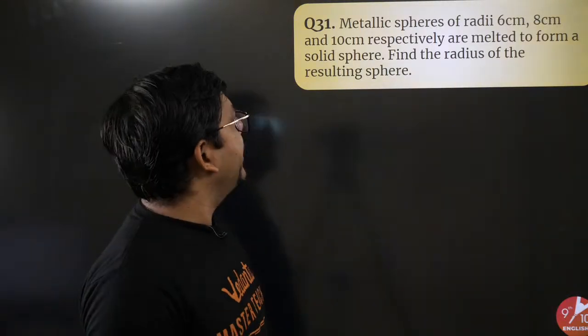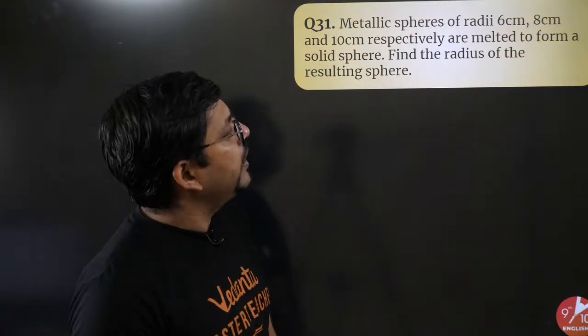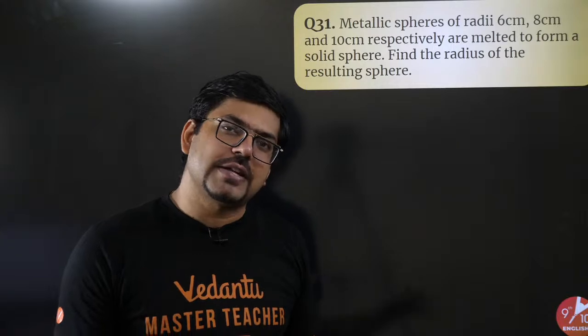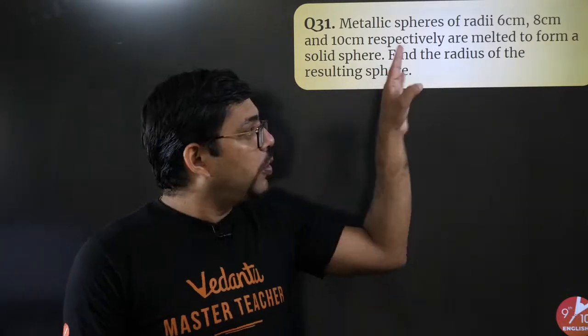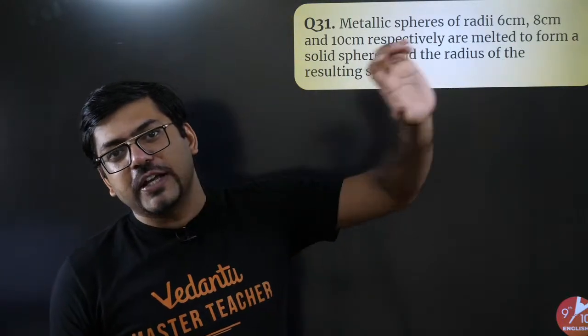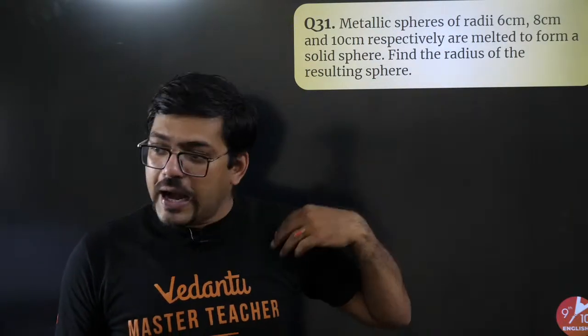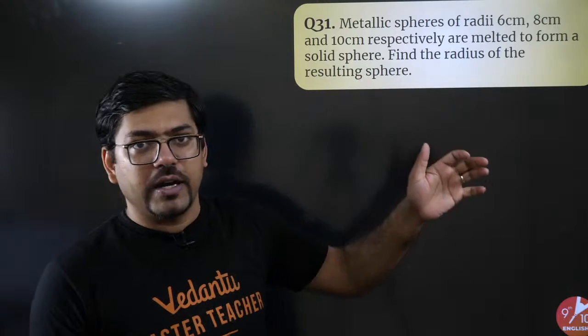Metallic spheres of radius 6 cm, 8 cm and 10 cm respectively are melted to form a solid sphere. Find the radius of the resulting sphere. Yeah, how simple they are. You have to just add the volume of all the 3 smaller spheres and make it equal to the volume of the bigger sphere, and hence find the radius. I am getting the answer without even writing it out.